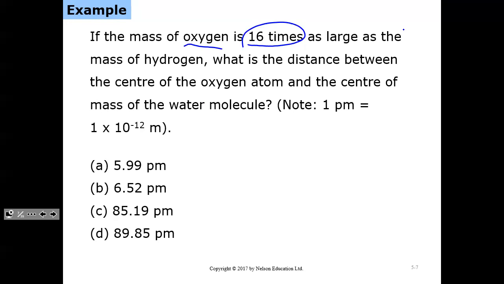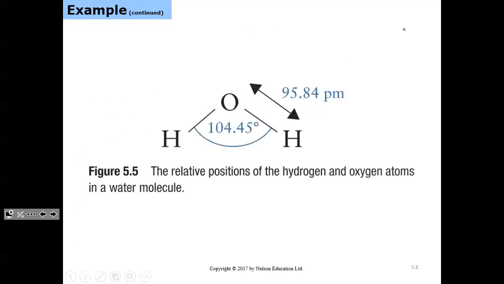So he is asking, what is the distance between the center of the oxygen atom and the center of mass of the water molecule? And here he is giving the distances in picometers, pico meaning 10 to the minus 12. But we need some data to answer this question. In the picture, we have got the data.